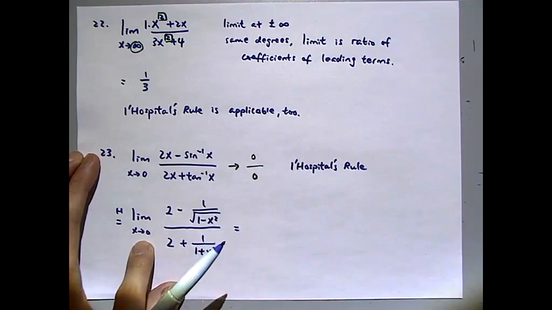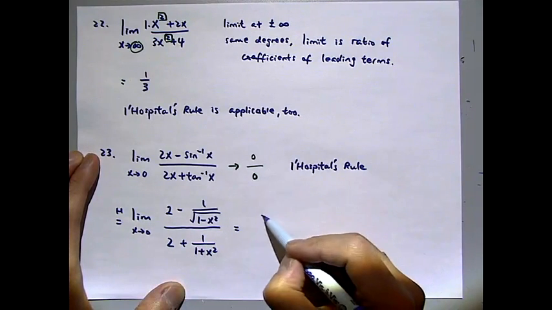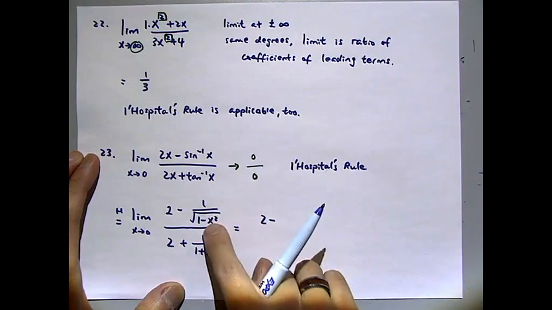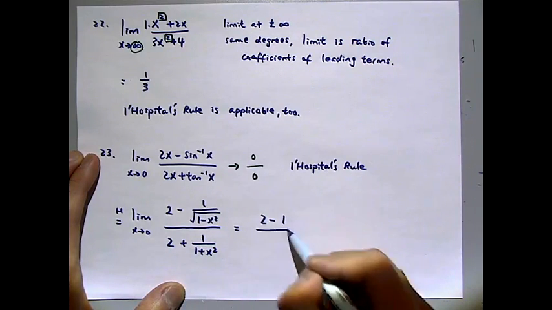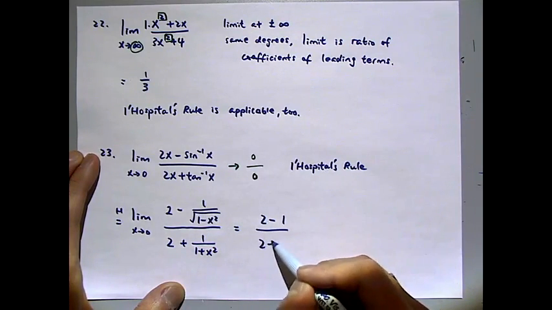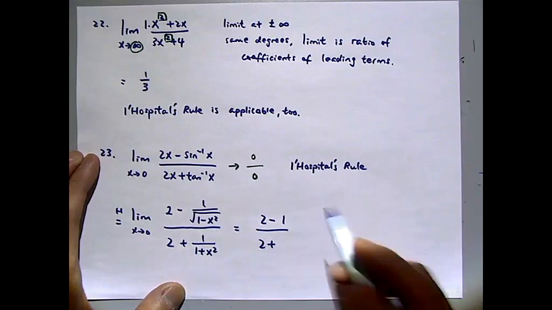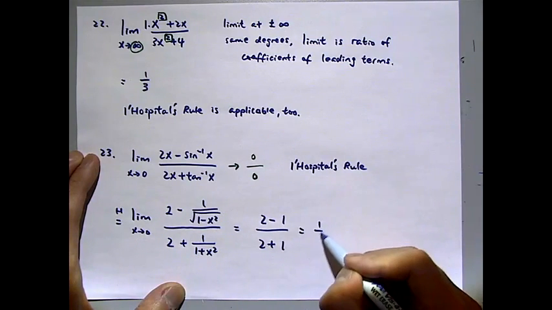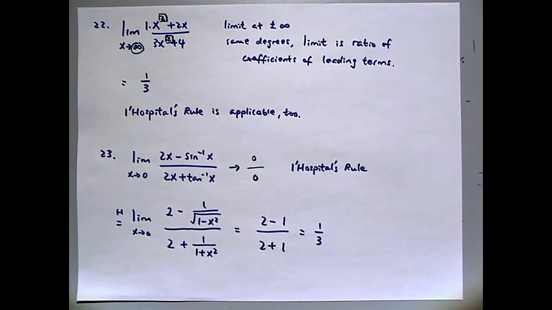Okay, now you let x be 0 and see what happens. So we get 2 minus 1 over 1. Downstairs is 2 plus 1 over 1 because x is 0. So we get 1 over 3. Huh, these two have the same limits. Cool. Any question? Let's continue.